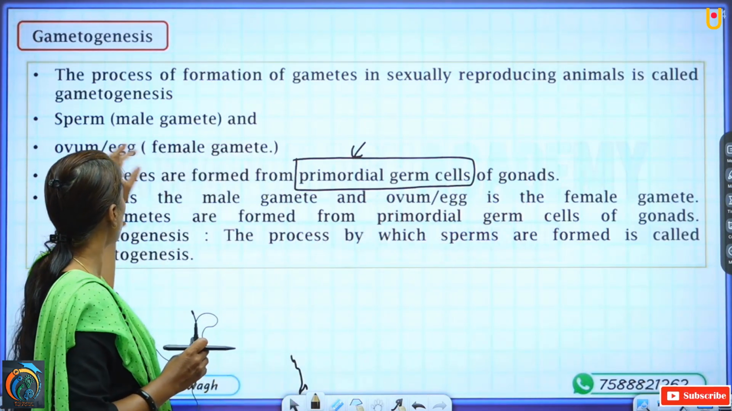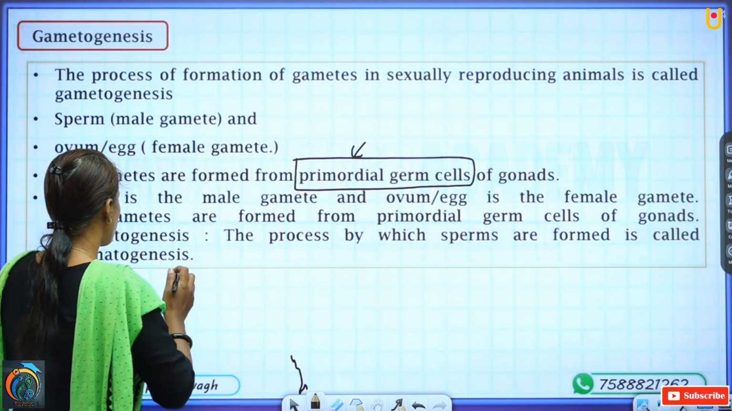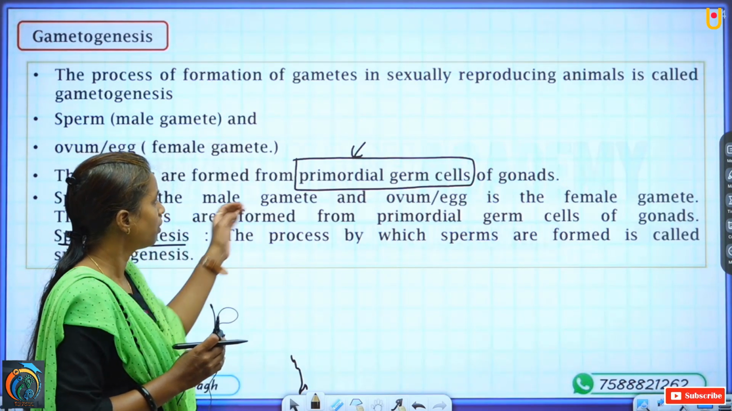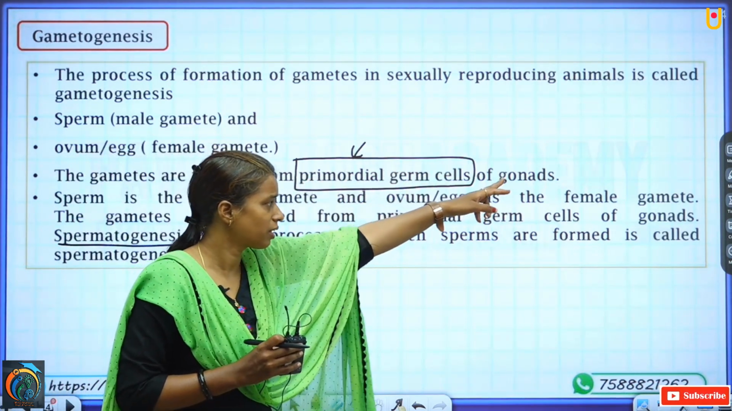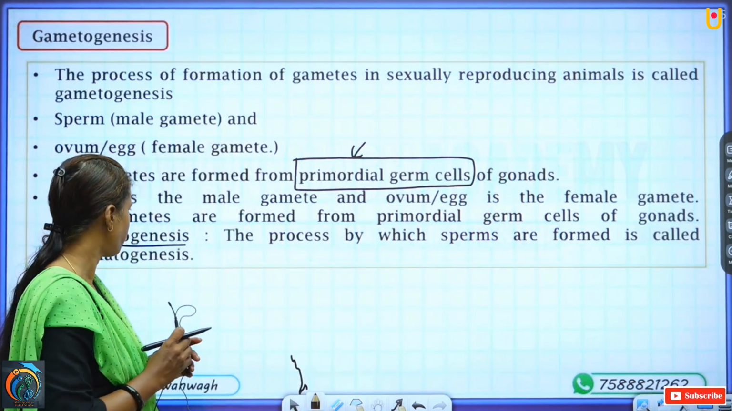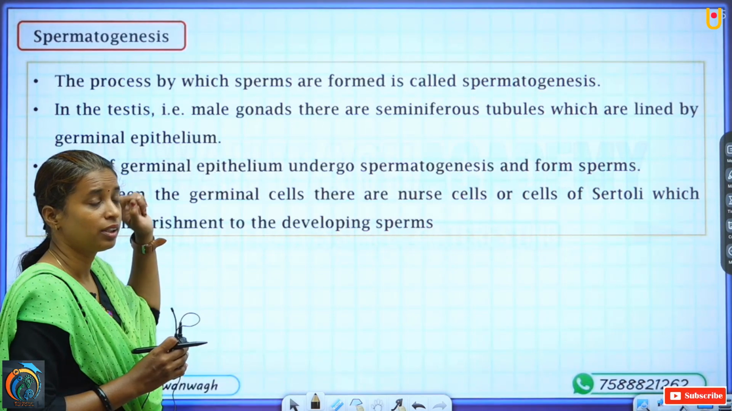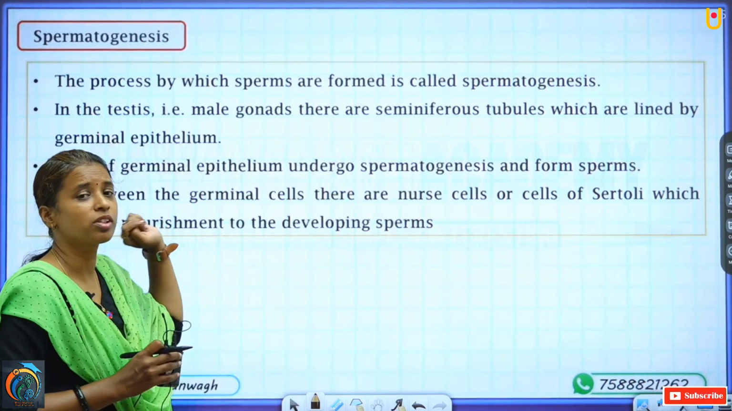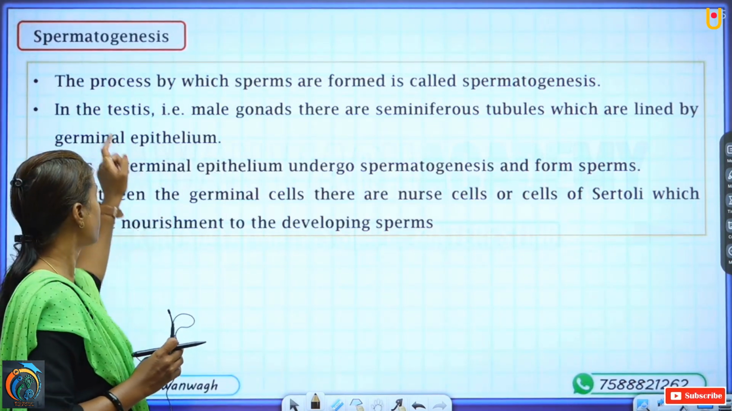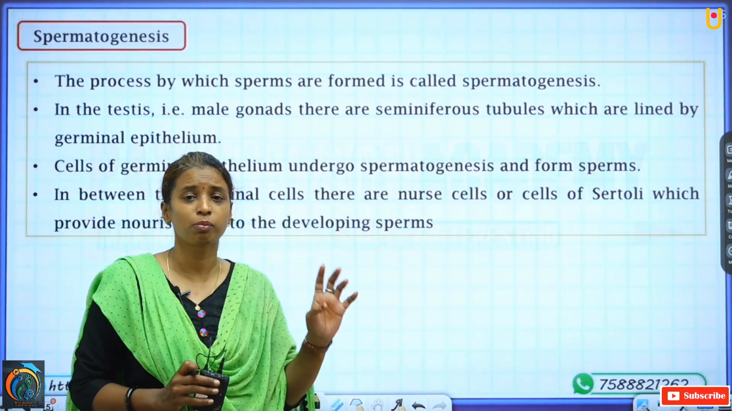If the process of gametogenesis, that is spermatogenesis, is taking place, then at that time the primordial germ cells are present in the testes, and similarly in the female gonads also. Now we will start with the process of spermatogenesis. Here the formation of sperm is taking place. That's why we are calling it spermatogenesis.